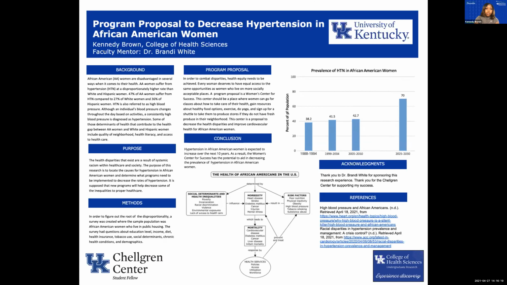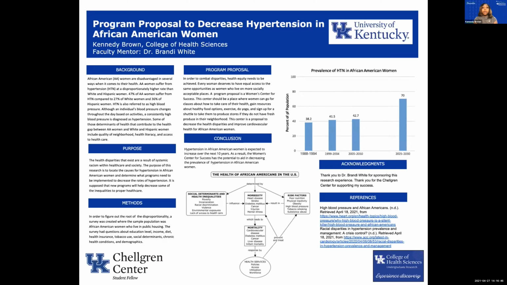And so the survey had questions about education level, income, diet, if they had health insurance, tobacco use, chronic health conditions, and social determinants. And so after doing my research, I came up with a program proposal of my own, something that I think would be useful, even if it's not in the state of Kentucky, something that can even be implemented on the University of Kentucky's campus.